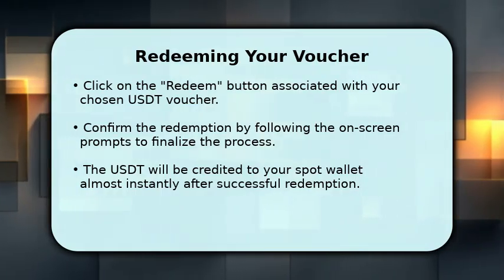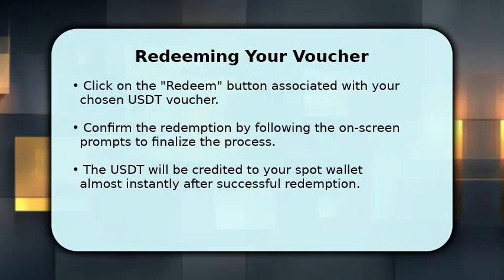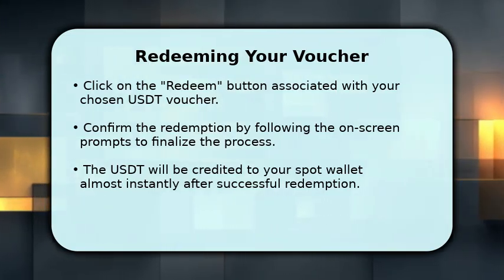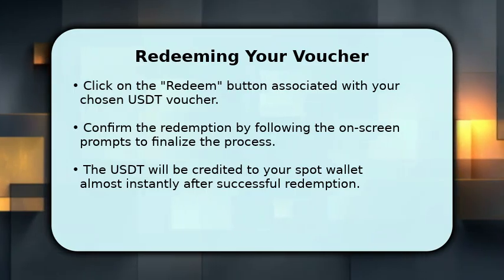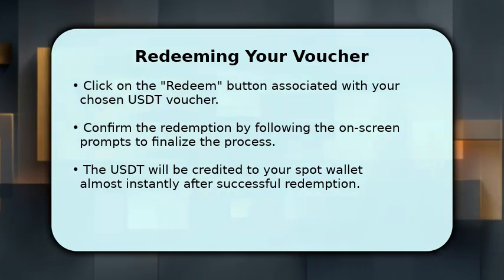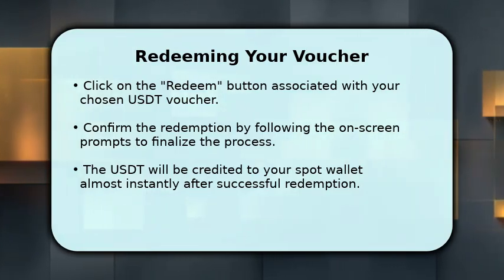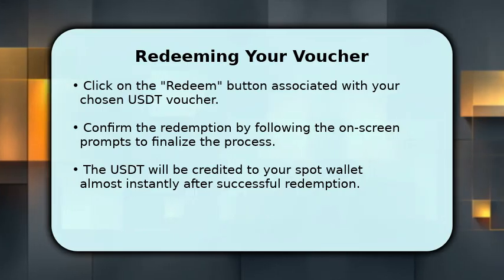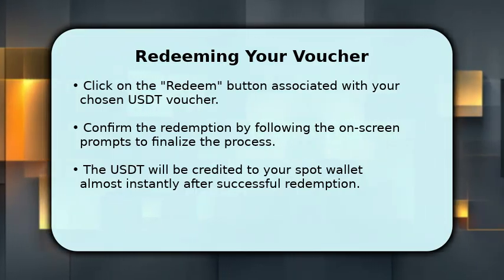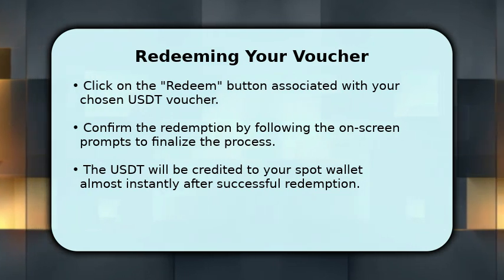After selecting your USDT voucher, you'll see a Redeem button. Click this button to initiate the redemption process. A confirmation prompt will appear, asking you to verify your action. Once confirmed, the system will process your request. Typically, the USDT amount, for example, 10 USDT, will be credited to your spot wallet within a few seconds, making it readily available for your use.